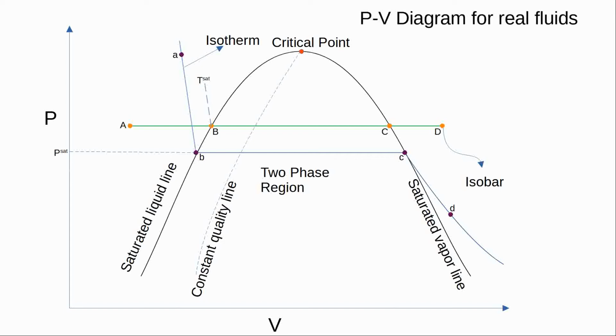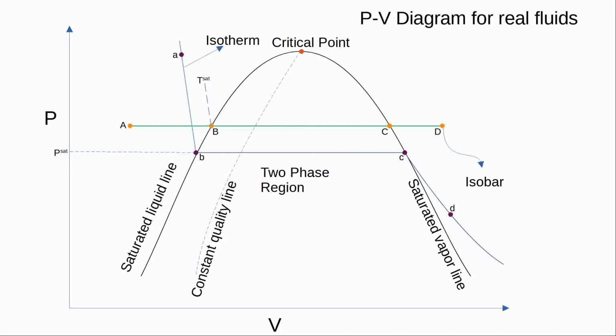Now let's take a fluid which is at point A, small a. From point A to point B, we have an isotherm. The isotherm starts from A, B, continues on to C, goes to point D. Now, what is an isotherm? An isotherm is a line where the temperature is constant. Now, from point A, we slowly reduce the pressure on the fluid and we come to point B. The volume increases slightly.